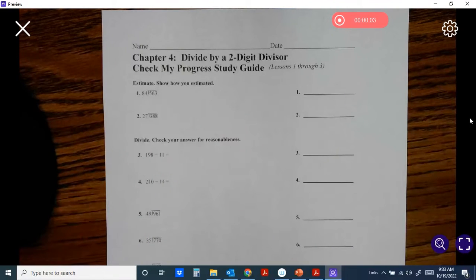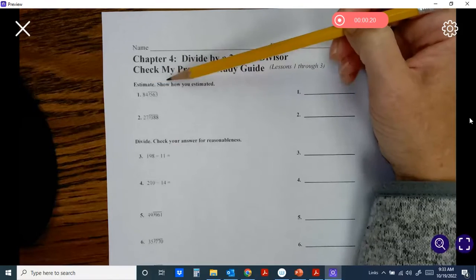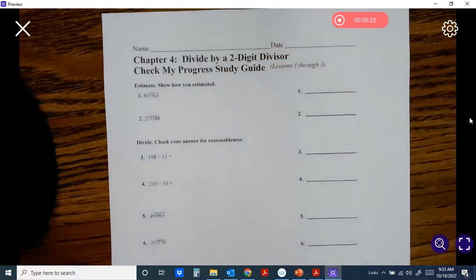Good day, boys and girls. We're going to be going over your Chapter 4, Divide by a Two-Digit Divisor, Check My Progress Study Guide, Lessons 1 through 3. All right, so for the first two questions, we're asked to estimate and show how we estimated.